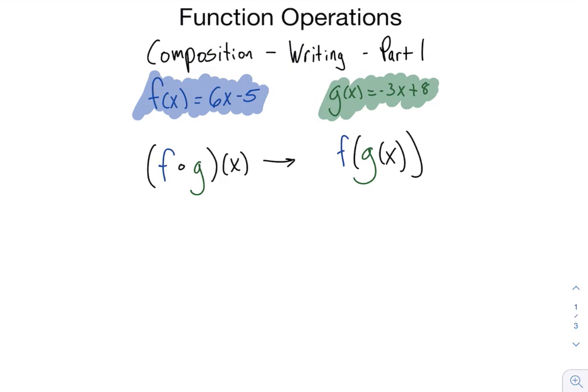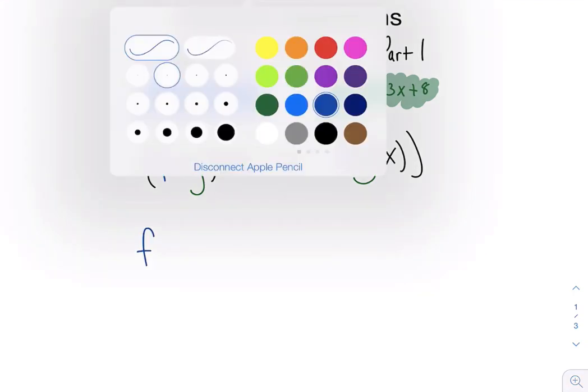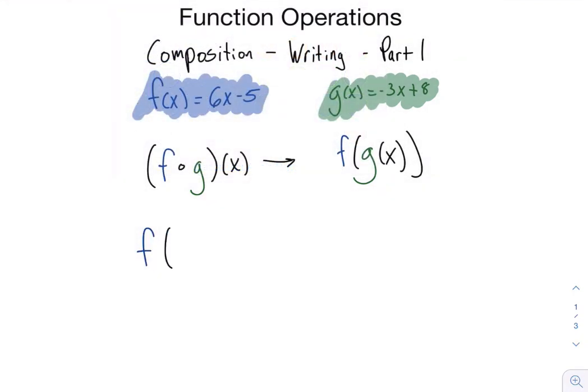And the reason I like to write it like this is because now I can look at this notation and just ask myself, working inside out, what do I know? And what I know is I know what g of x is. It's right here. So I want to rewrite this notation, but in place of g of x, I'm actually going to write what g of x is equal to, which is negative 3x plus 8.